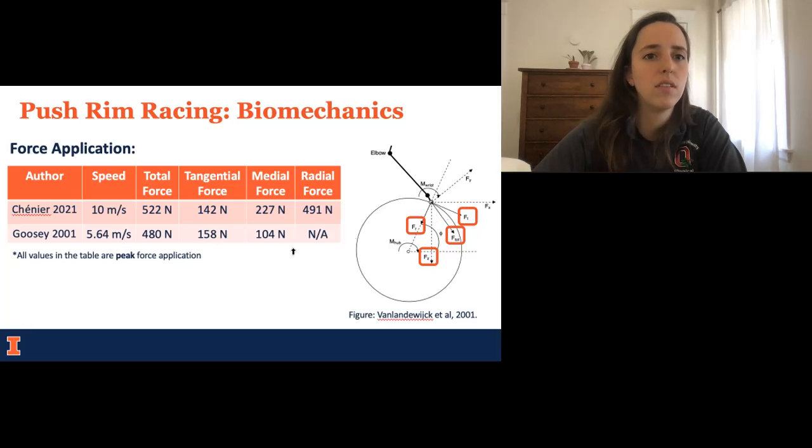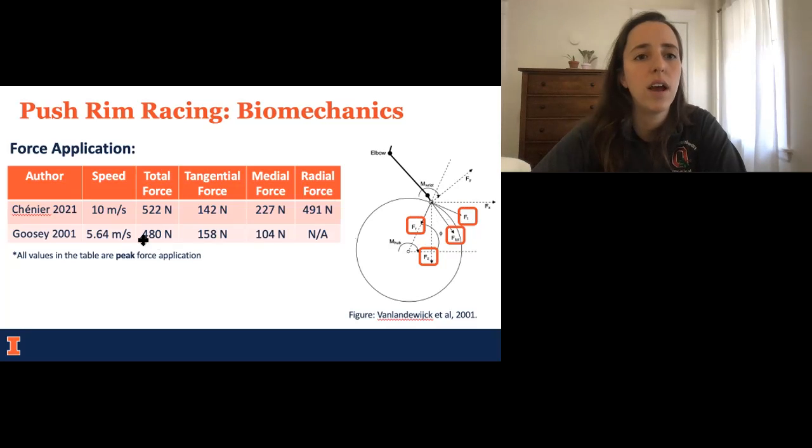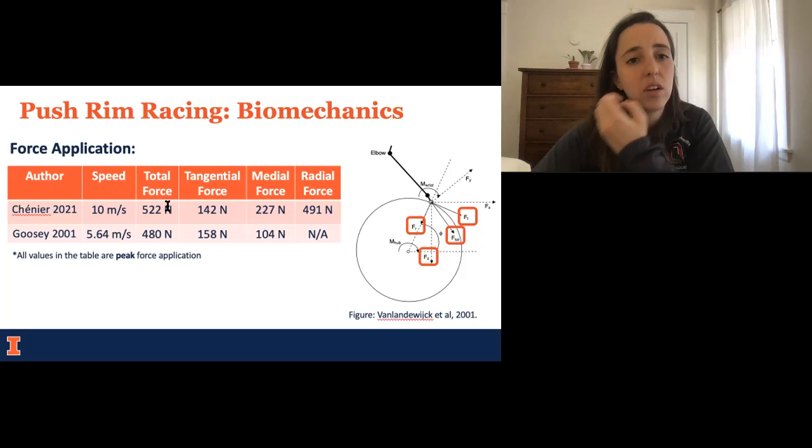But it's also interesting to see how much total force athletes are putting in the ring. Some of these studies are a little bit older, and they're not all using the same types of gloves. There are different types of situations. So you look at this with a grain of salt, but the total force here is around 400 to 500 newtons, which is a decent amount of force. And not all of it is going in the correct direction. You're going to have some medial force, you're going to have a radial force, you have a little bit of a tangential force, but it all comes together as that 400, 500 newtons.